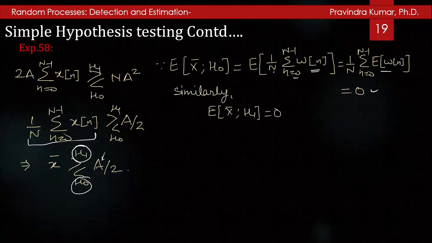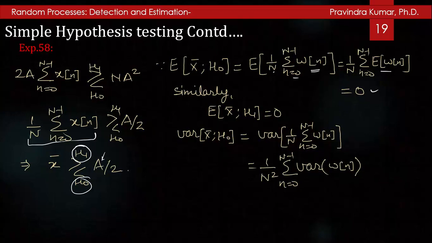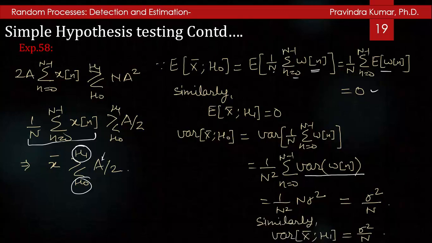And similarly, the expected value of the sample mean under hypothesis H1 will be A, and the variance of the sample mean under hypothesis H0 will be the variance of 1 by n summation n=0 to n minus 1 w[n]. This means 1 by n square summation n=0 to n minus 1 of the variance sigma square, and you know the variance of noise is sigma square, so it will be 1 by n sigma square. This means sigma square by n. And similarly, the variance under hypothesis H1 will be sigma square by n.